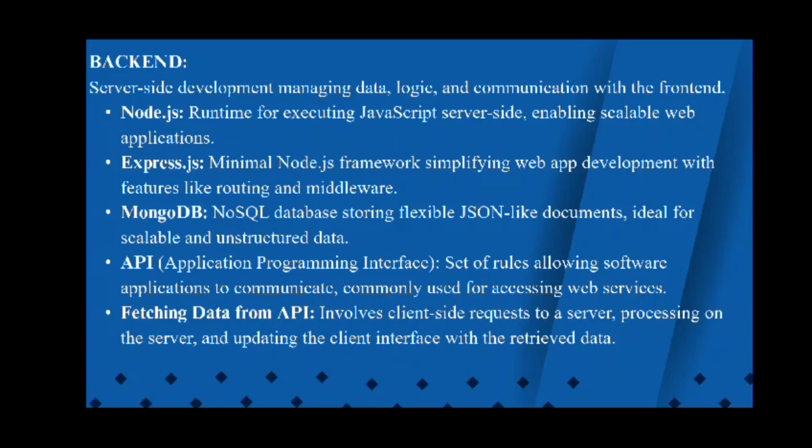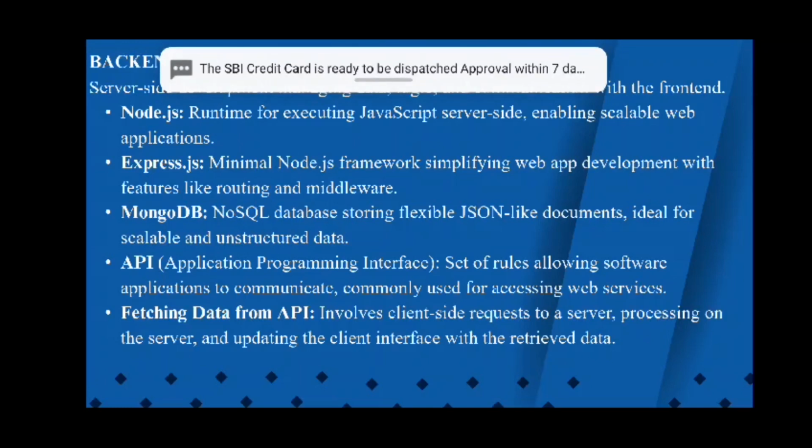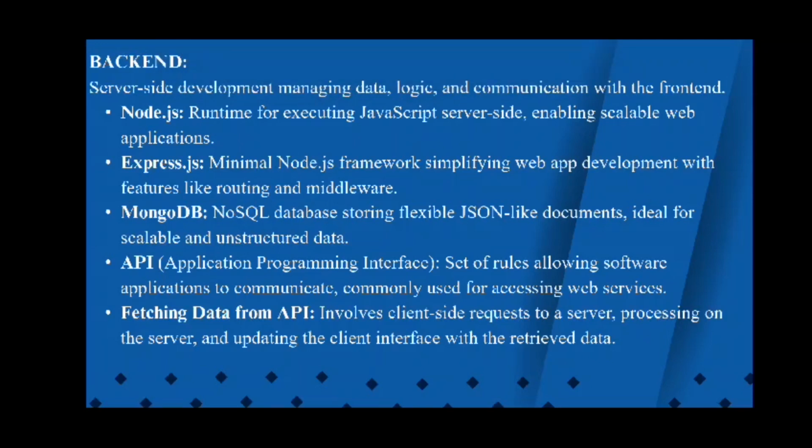There are mainly three steps involved in fetching data from API. The first one is make a request. First, we have to use a programming language like JavaScript to make a request to the specified API. This is often done using HTTP method like post or get method. By using get or post method, we can make a request.